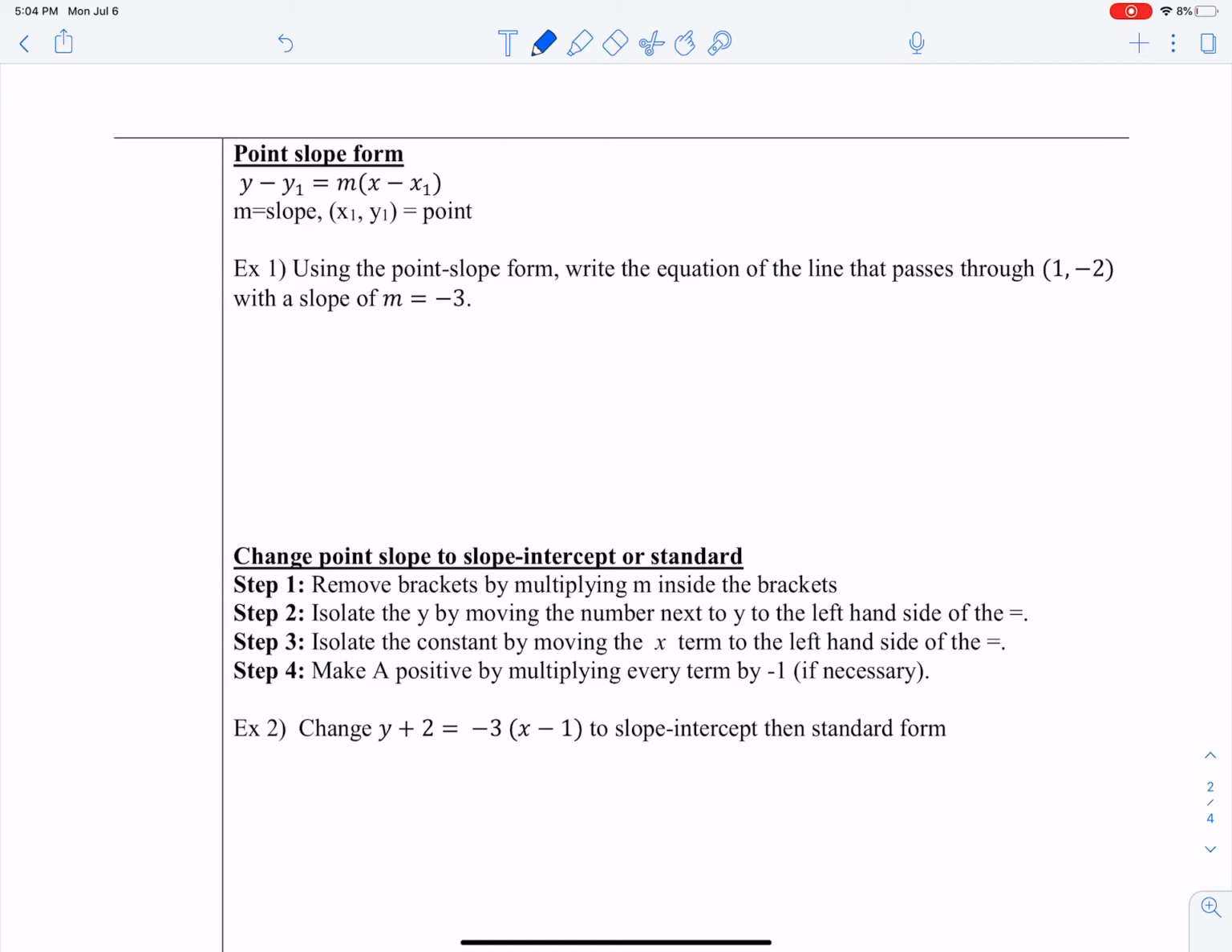This is 5.1b, part 2. All right, so now we're ready to look at the point-slope form.